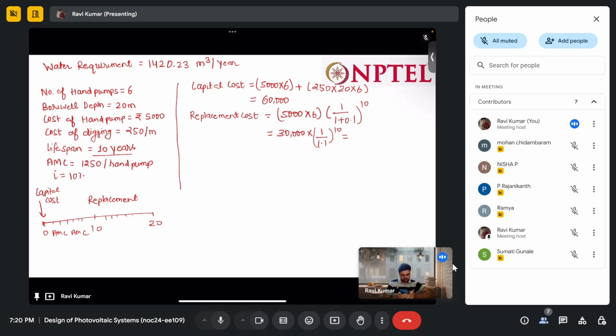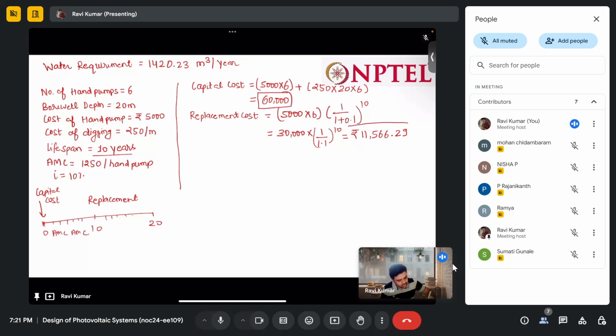One divided by 1.1 to the power 10 into 30. So I am getting rupees 11,566.29. So this is the amount which I am getting in today's terms. So first cost is this 60,000.